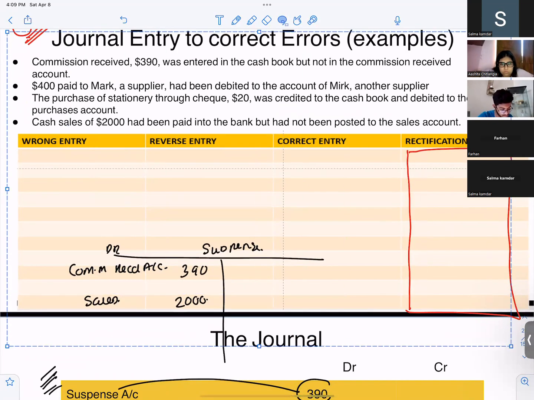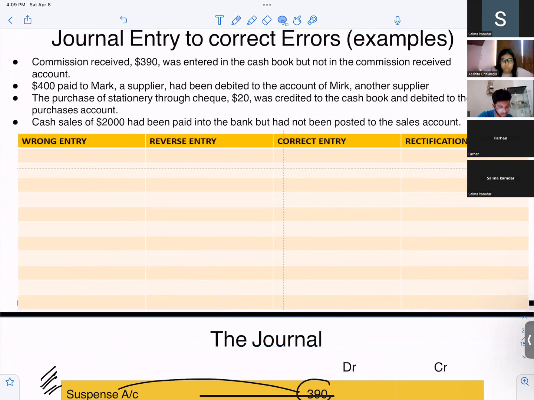Okay. Let's take a past paper question. This is a question. I want you to do wrong, reverse, correct rectification. Come on, start. First one. Commission received $390 was entered in the cash book only. The correct entry is which one? Commission received $390. This is the correct entry.